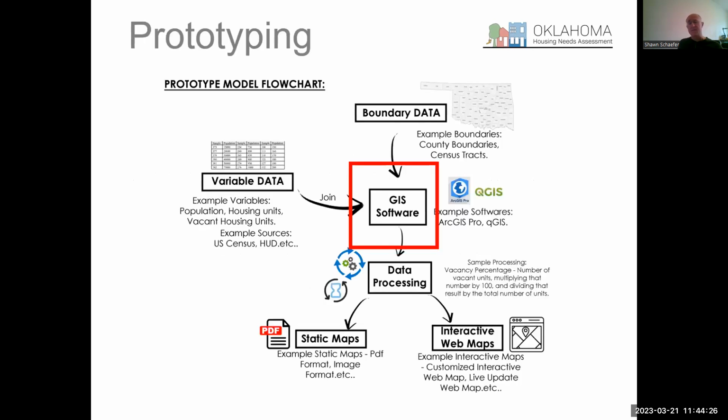Now, this is all part of our prototyping model flowchart, and in some other lessons, we've looked at the boundary data, the shape files that are used to create maps, and where you can get those. We also looked at how to get data from the Census Bureau and other sources, and bring it into the GIS software. And that's what we're going to discuss today, and then really in the next few lessons.